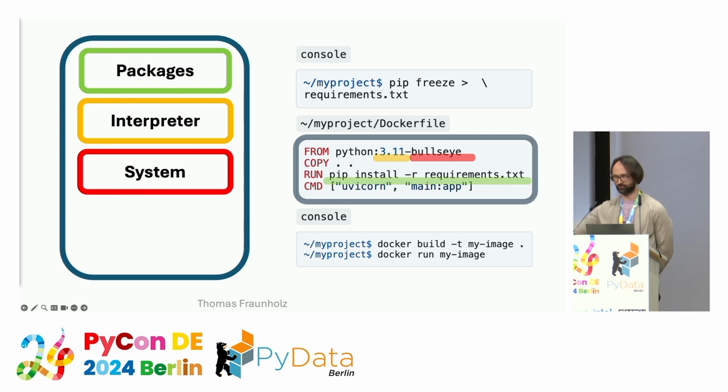And now you go back to your console, you run docker build, you say, okay, I build this image now and name it my image, and the context is the dot. So take care of everything which is lying in my working directory.